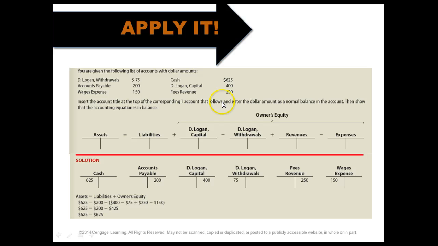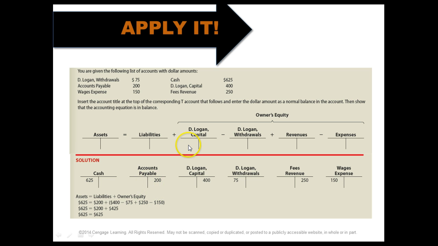And what is the normal balance of a revenue account? Credit. So here what we've done is we've put in our cash, our accounts payable, our D. Logan capital, our withdrawals, our fee revenues, and our wages expense. So again, our accounting equation, assets equal liabilities plus owner's equity. Our assets are $625, aren't they? They're going to be equal to our liabilities, which we only have one. How much is it?